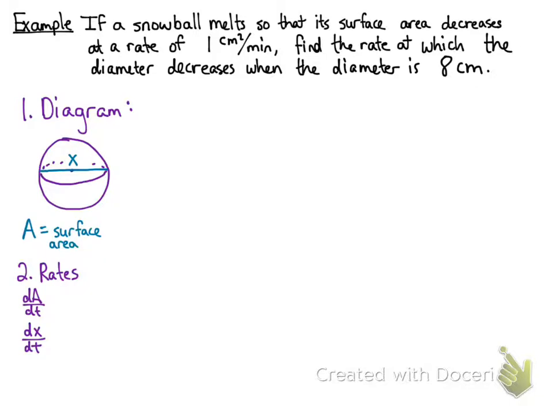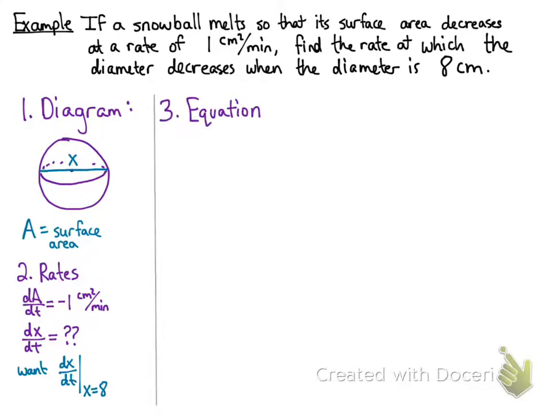So that's a rate of change of surface area, so that's dA/dt. That tells me dA/dt is negative 1 square centimeters per minute. The negative is because it's decreasing, right? It is changing in the negative direction, so my rate of change is negative. dx/dt is the rate of change of diameter, and that's what I'm looking for. In fact, I'm looking to find out what dx/dt is at the moment in time when x equals 8.